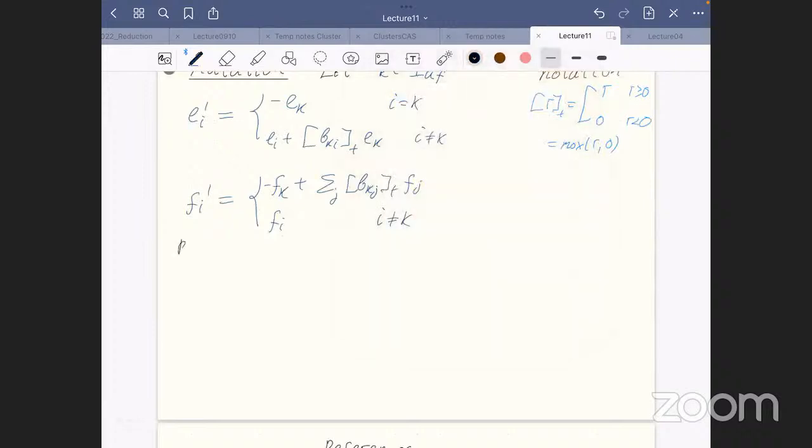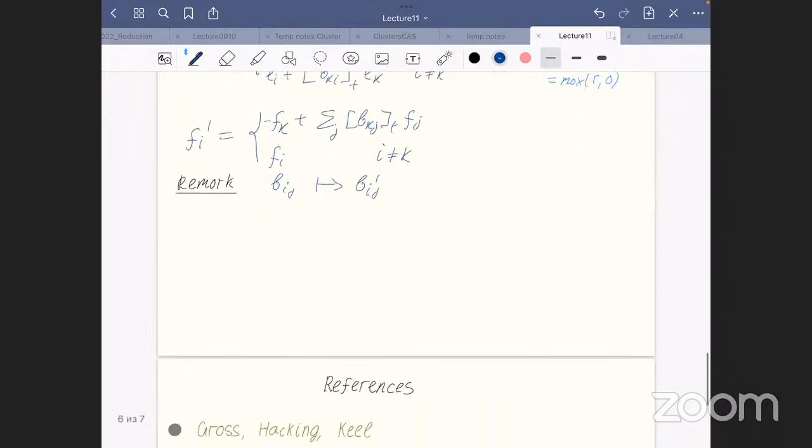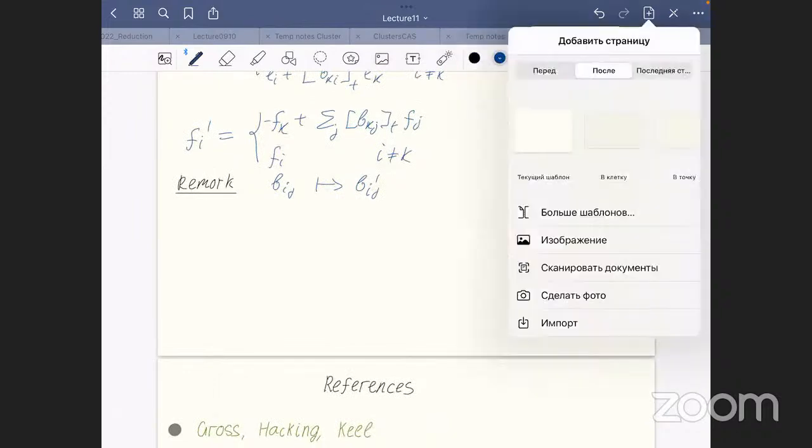I can leave this remark, that the matrix b_ij in this transformation goes to b_ij prime. Oh, this was a problem on some previous lecture, or it will be a problem. I don't forget you did it, published it. Right. This is a transformation of the combinatorial data.